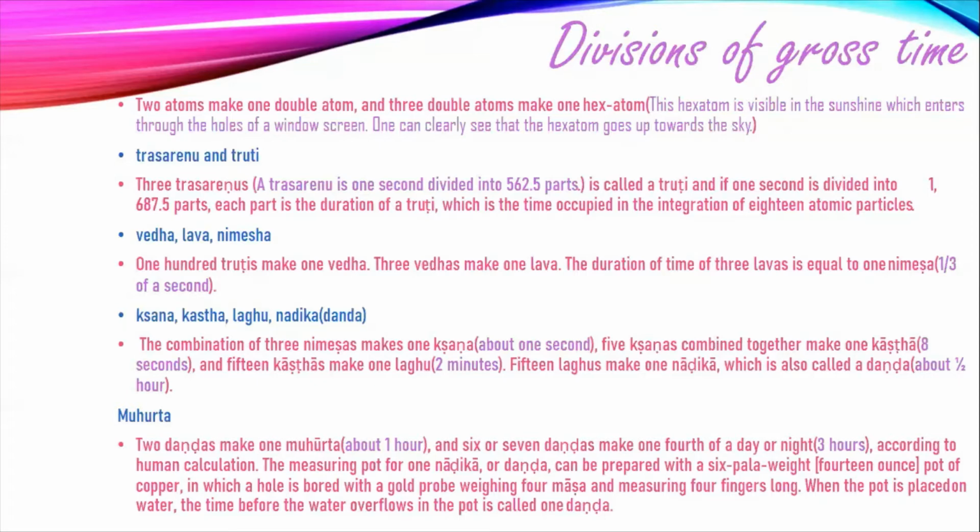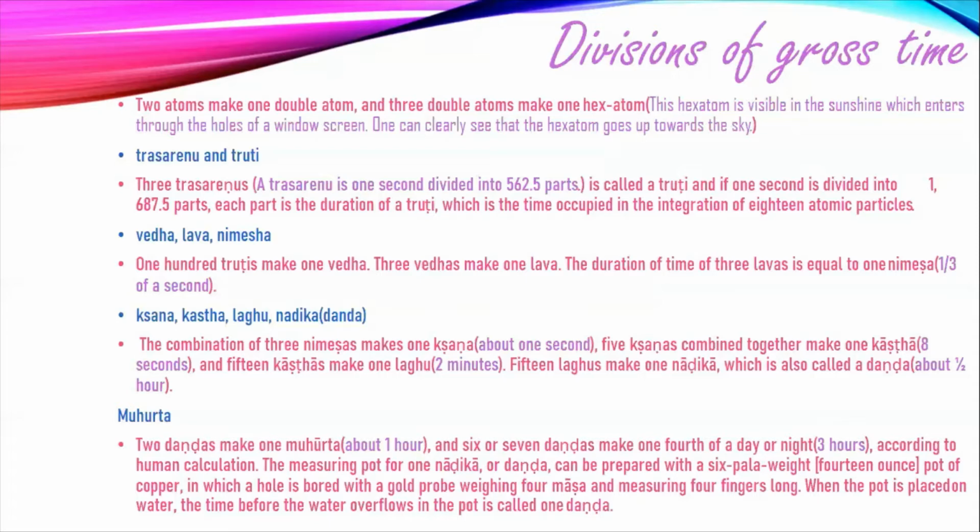Muhurta. 2 Dandas make 1 Muhurta, about an hour. And 6 or 7 Dandas make 1/4 of a day or night, 3 hours, according to human calculation.